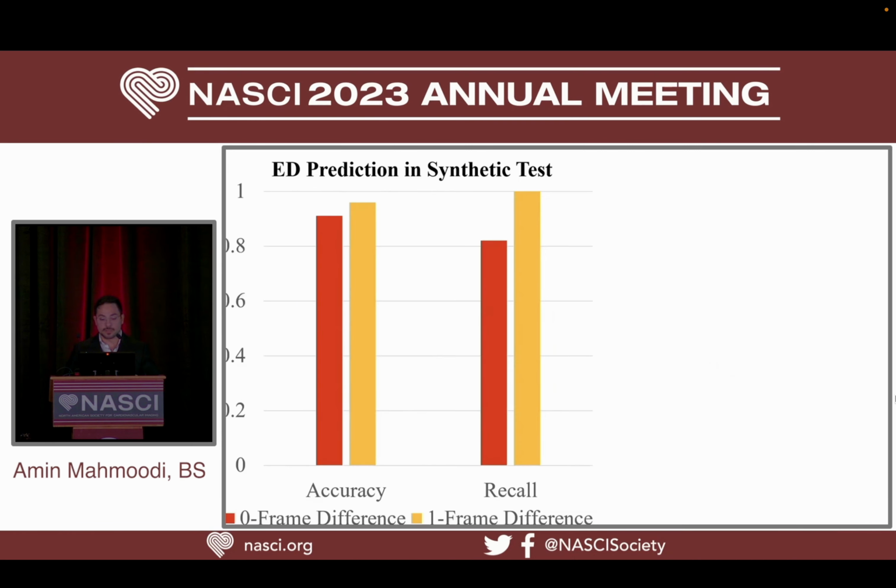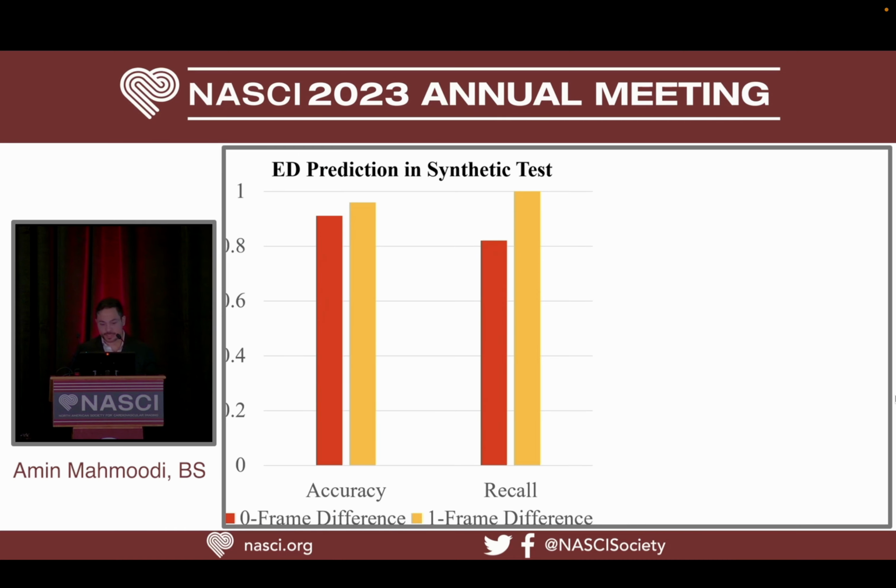Comparing these to the test set in the actual synthetic real-time data that we had created, we see that we were very highly accurately able to predict the end diastole at the frame that it was labeled using the EKG, and also even more accurately if we were to give it 1 frame leniency to the before or after. And we also had very high recall, which is another word for sensitivity.